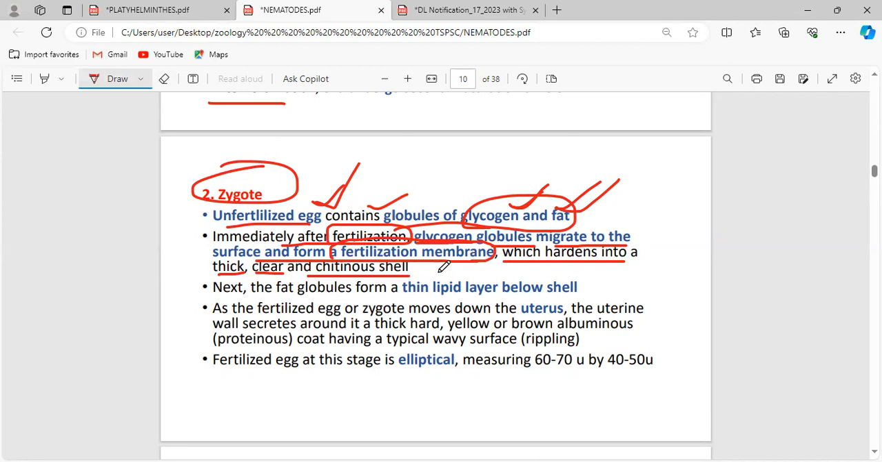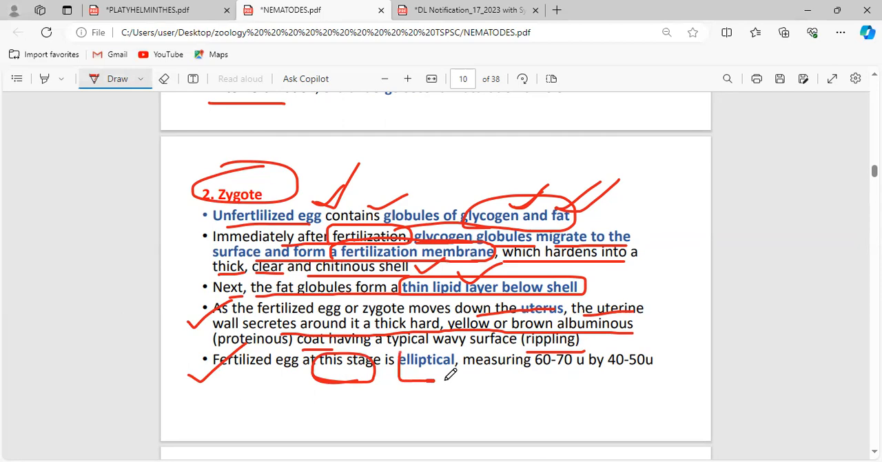Okay. Now, this shell is the one going to prevent the zygote from an external danger. Next, the fat globules form a thin lipid layer below the shell. Below the shell, again the lipid layer will be formed. As the fertilized egg or the zygote moves down to the uterus, now the uterine wall secretes around it a thick, hard, yellow or brown albuminous coat. Albumin is nothing but a protein. Again, for the protection mechanism. The fertilized egg at this stage looks elliptical in nature.